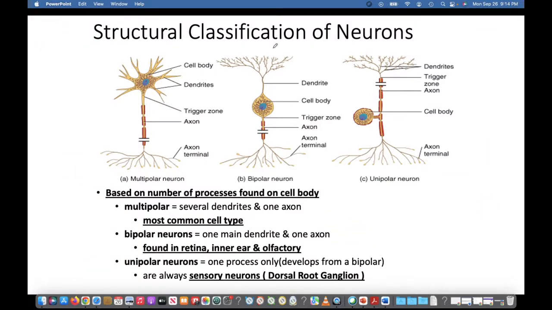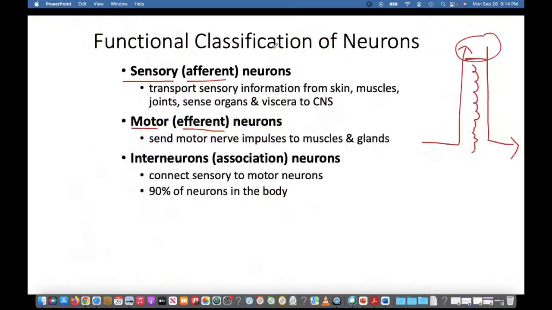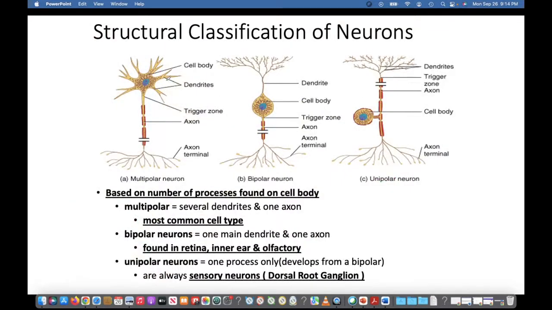Now, structurally, how are they classified, right? This was functionally how they're classified: sensory, motor, or interneuron, aka association neuron. The structural classification is by the appearance. So when you look at this one here, which is the majority and the most common cell type in the neural system, that's called multipolar. It's when you have several dendrites with one axon. And that's what we've been accustomed to looking at, right?